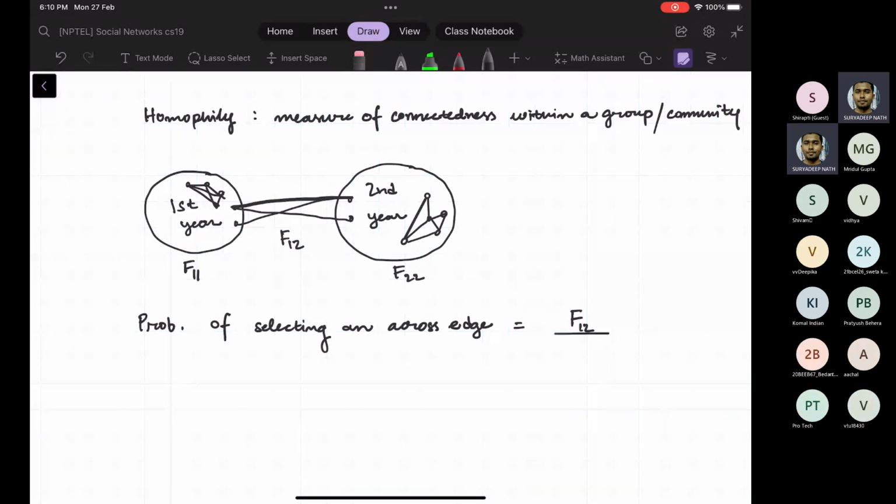F12, by the total number of edges. So F11 that is within first year, F12 that is across, and F22. So this is the probability.